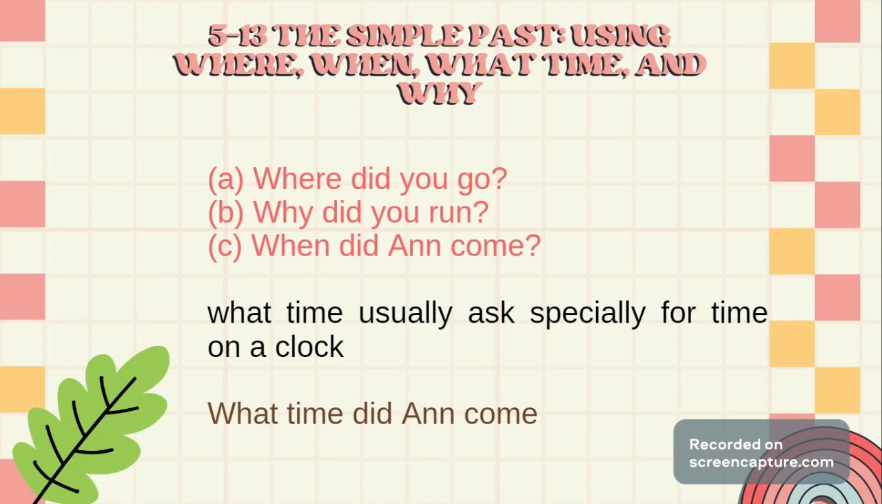Next, the simple past using where, when, what time, and why. For example, where did you go? Why did you run? When did they come? So, what time usually asks especially for time on a clock. For example, what time did he come? So, we have to answer it with time. Yeah, on a clock.